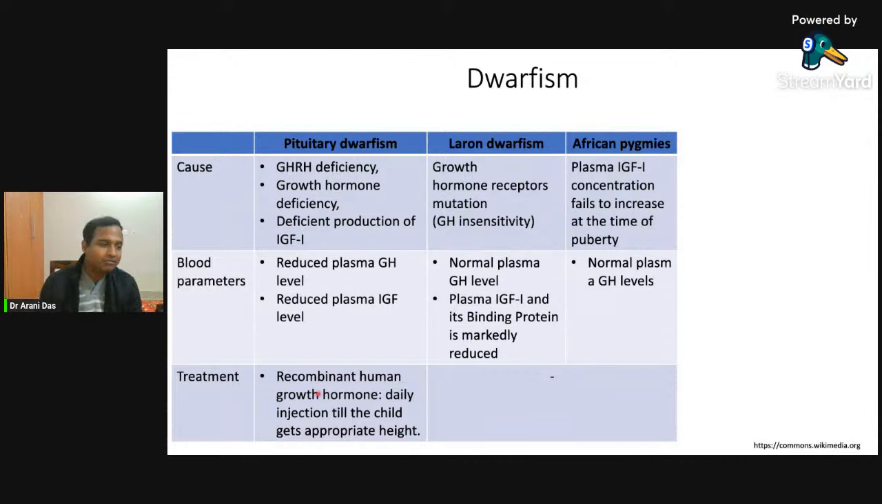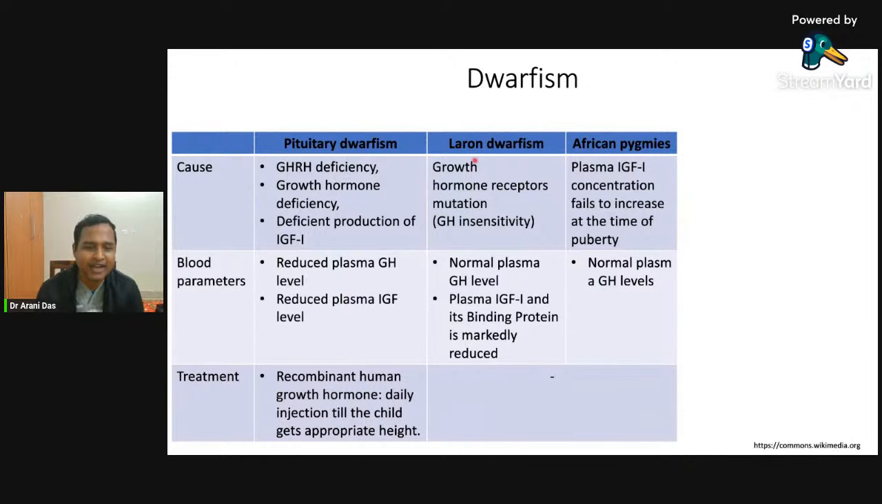One of the famous footballers, Lionel Messi, had this type of pituitary dwarfism disease. At the age of 10 it was identified and he got the treatment. And his club, I think FC Barcelona, sponsored all this recombinant technology treatment. And that's why he was there for the rest of his life; almost 20 years he played for that club only. Other diseases, which are very rarely seen, are Laron dwarfism and African pygmies.